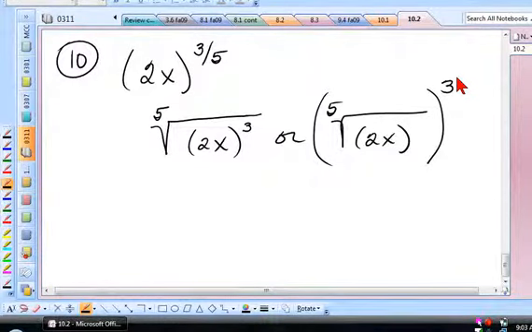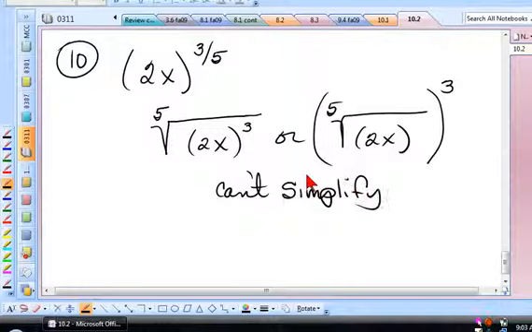If I can simplify like I have been able to, then I like to do this one. I like to take the root when I can take it and then raise it to the power. But when I can't, this is a little easier to write. Either one of those would be correct. I can't simplify. That's the answer, because it said to use radical notation and simplify if possible, and I couldn't simplify.